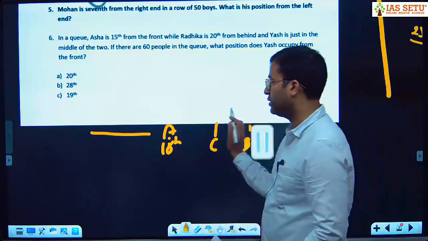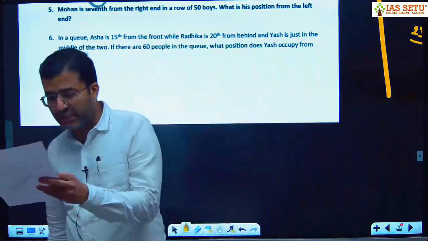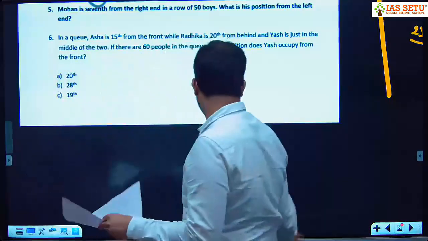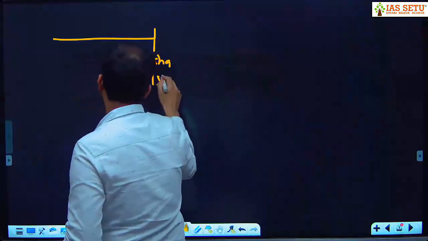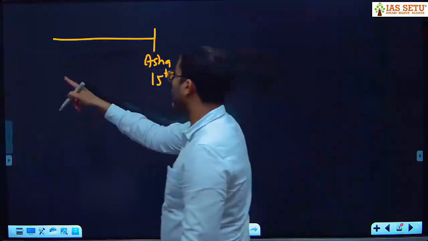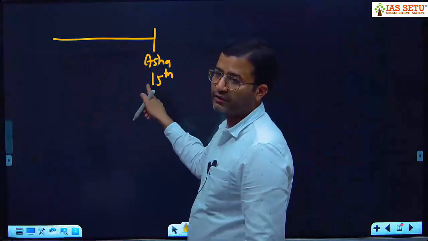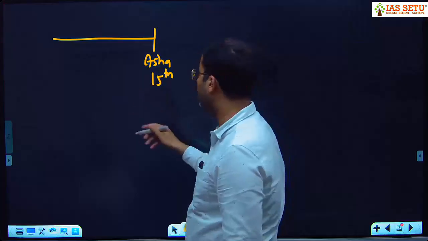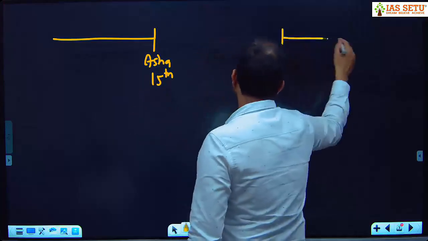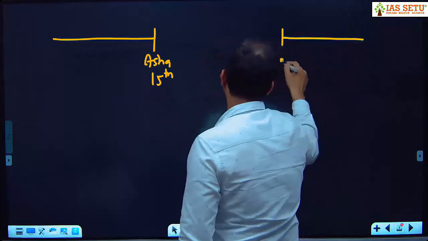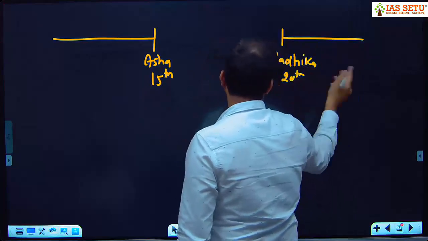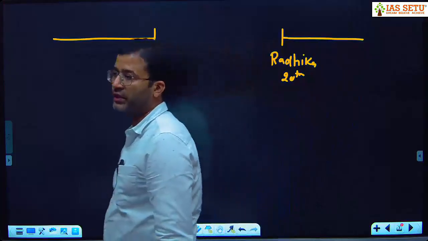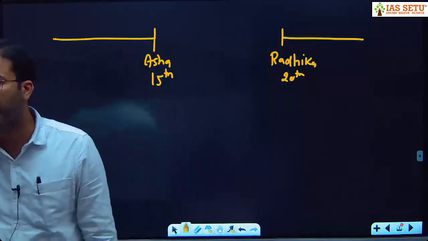Let me take question number 6, then I will dictate 2-3 similar questions based on it. What is question number 6? In a queue, Asha is 15th from the front. So this is Asha, who is 15th from the front. Including Asha, these are 15 people. Radhika is 20th from the behind. So including Radhika 20, excluding Radhika 19.